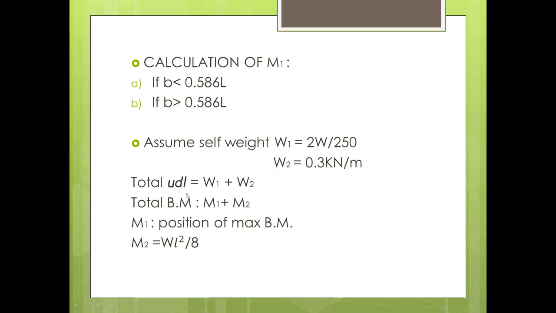Thus the total UDL on the girder will be W1 plus W2. Total bending moment will be M1 plus M2. Now what is M1? It will be the position of maximum bending moment. M2 is WL square by 8.